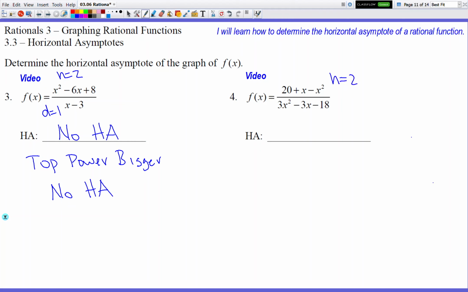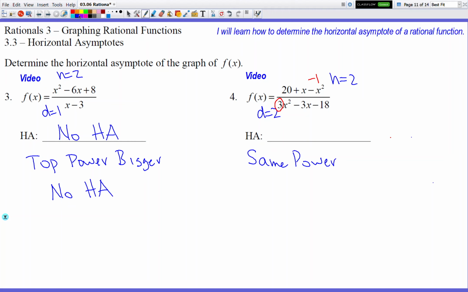So my top power is a 2, and they kind of got tricky. They put the biggest power on the end. And on the bottom, our biggest power is a 2. So this is a same power scenario. And in same power scenarios, you're going to grab your coefficient up top, which in this case is kind of tricky, so be careful. It's a -1. That's your number in front of the x on the top. And your bottom coefficient is a positive 3.